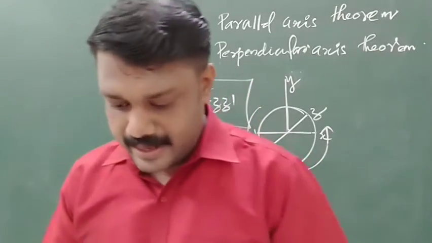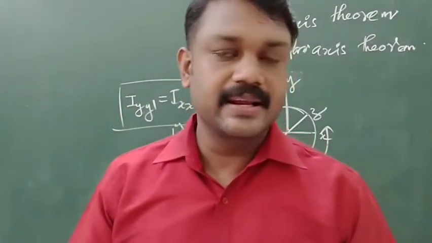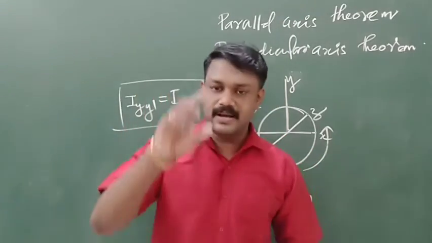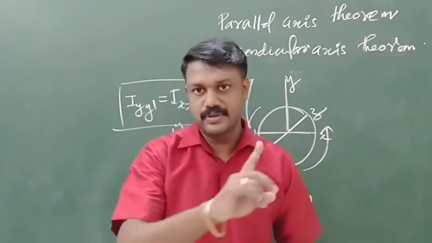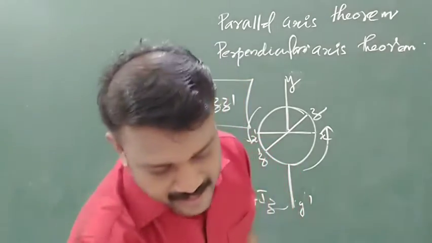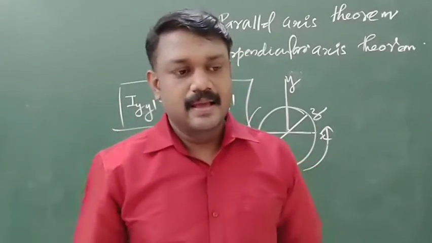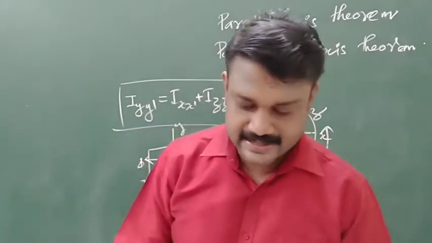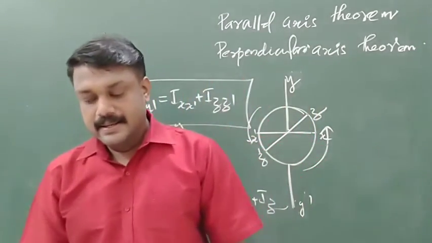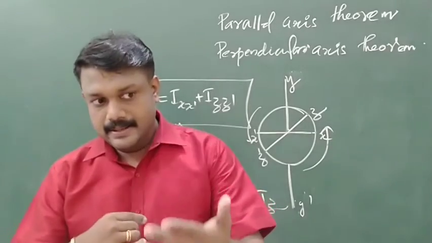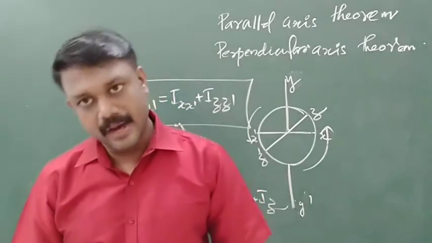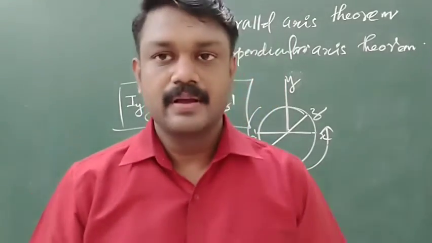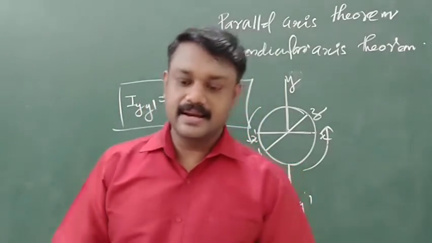Then instead of a ring, we can consider a circular disc. If a circular disc is rotating about a perpendicular axis passing through its center of mass, then its moment of inertia is given by half mr square, where again m is the mass and r is the radius.